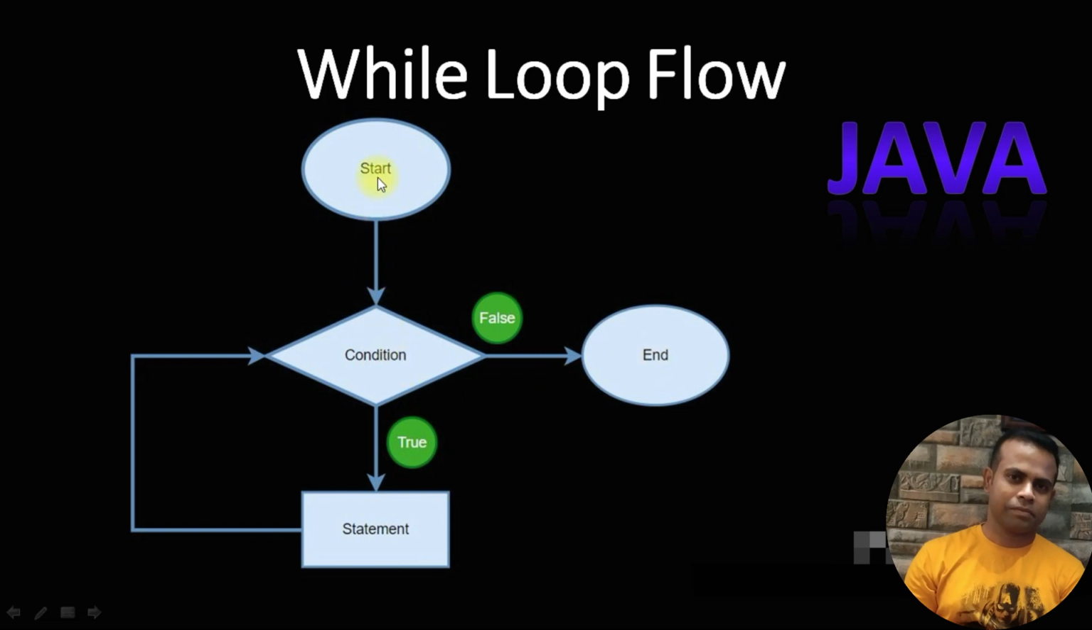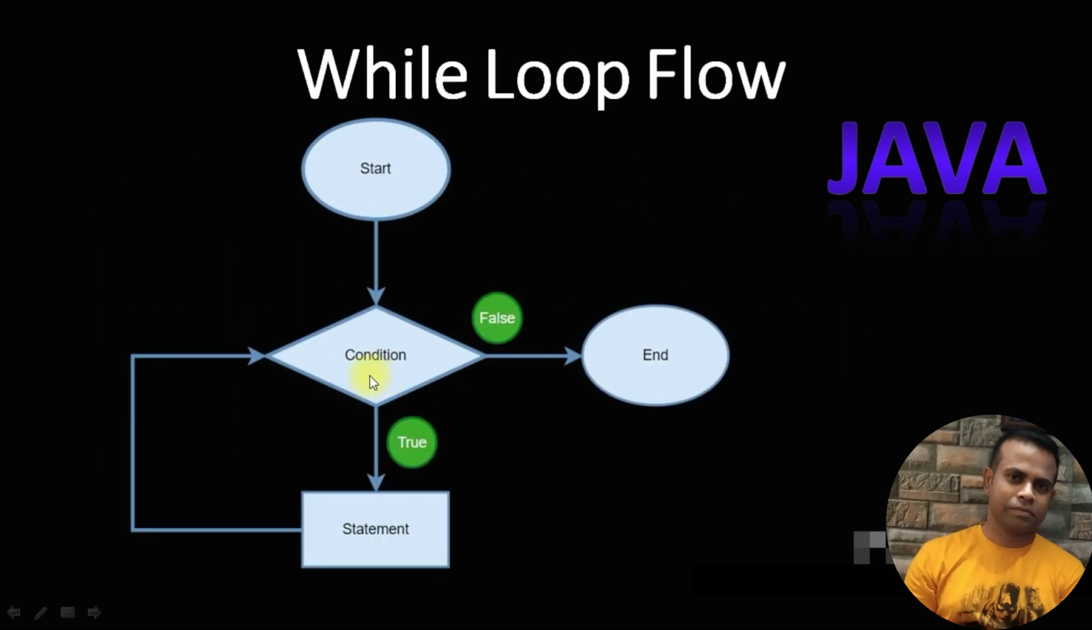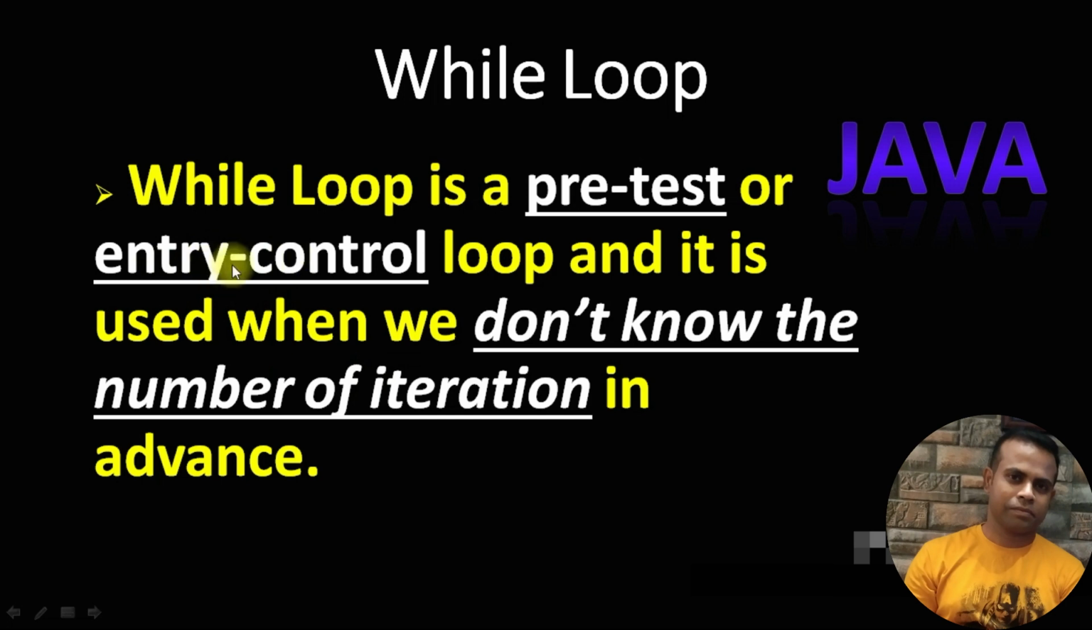You can understand here, my loop starts here, and the first time it checks the condition. So when it enters the loop iterations, it first checks the condition. It will check first, then it will execute its statement, and then go for the next iteration. That means on entry I am checking every time. So that's why it is called entry control or pretest. Before executing the loop iterations, it tests the condition. That's why it is called a pretest or entry control loop.